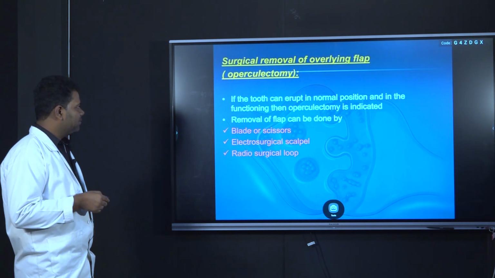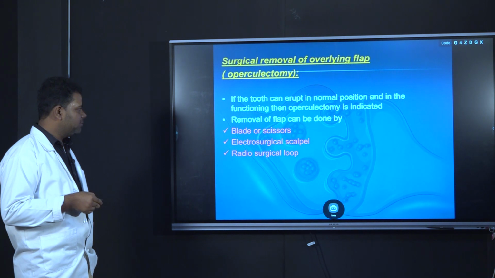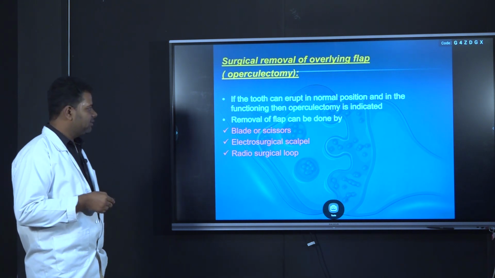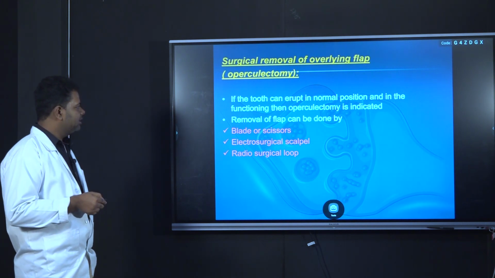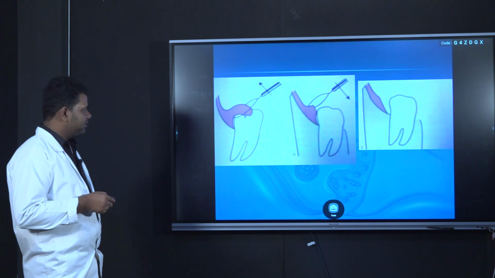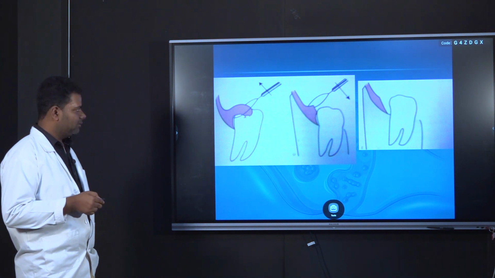And in surgical removal of the flap, here you can use blade, electrosurgical scalpel, radiosurgical loop, and nowadays laser can be used, so that the access can be easy and no blade needs to be passed in that area. Here in some of the cases we can suture the entire flap and remove it in one go.